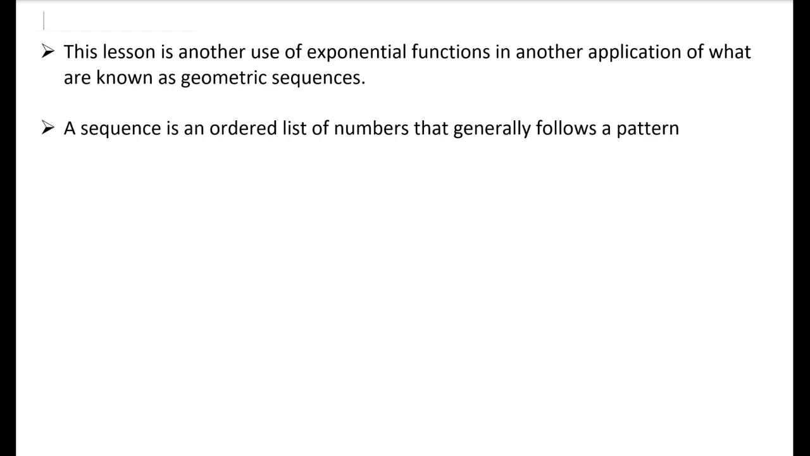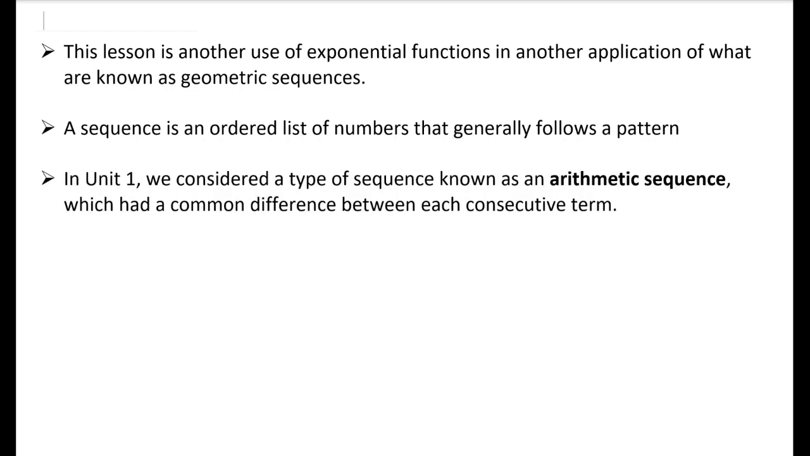So a sequence is an ordered list of numbers that generally follows some kind of pattern. In Unit 1, we considered a type of sequence known as an arithmetic sequence, which had a common difference between each consecutive term. So for example, 1, 3, 5, 7, 9 is considered a sequence because it's an ordered list of numbers and it generally follows a pattern. Now this is an arithmetic sequence because you have to add or subtract to get to the next number and so on. So the pattern here is you're adding by twos, and that's known as arithmetic.